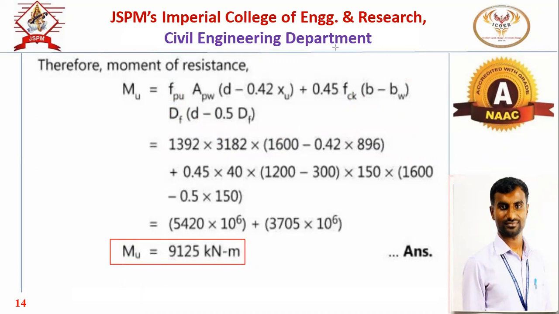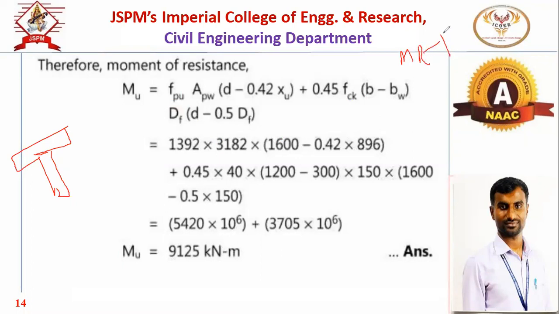Now for your online examination, they are not going to give a numerical, they are not going to give the T section and ask you to find the moment of resistance. So the possibilities are, first, they will ask about the formula for the moment of resistance for the rectangular section. That is the first point.